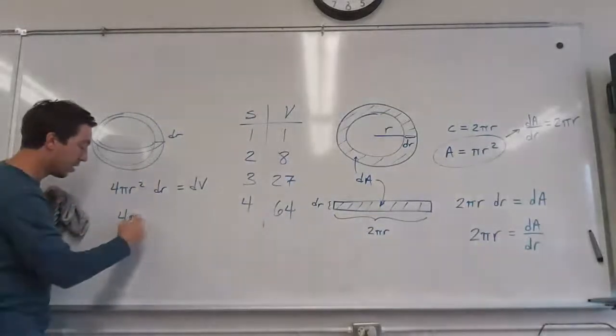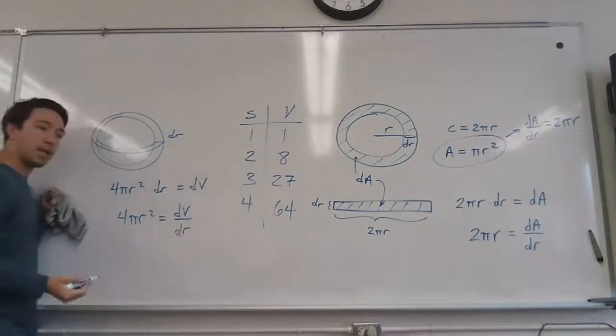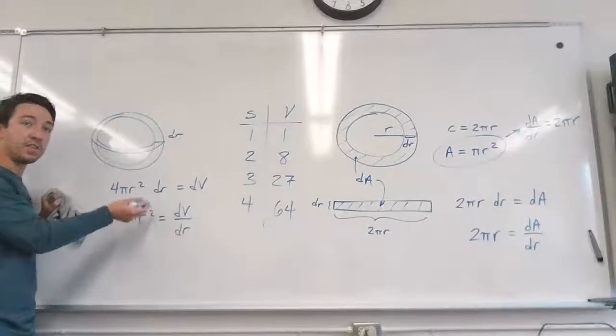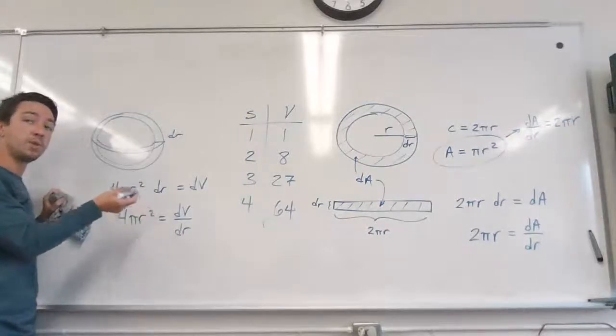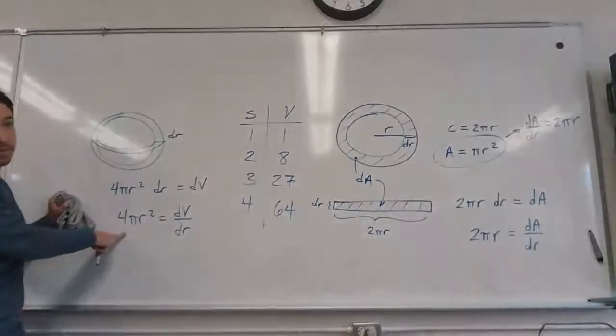Again, rearrange the formula, and you get this famous result, which is that the derivative of a sphere's volume function with respect to its radius is the surface area formula for a sphere. Does that make sense?